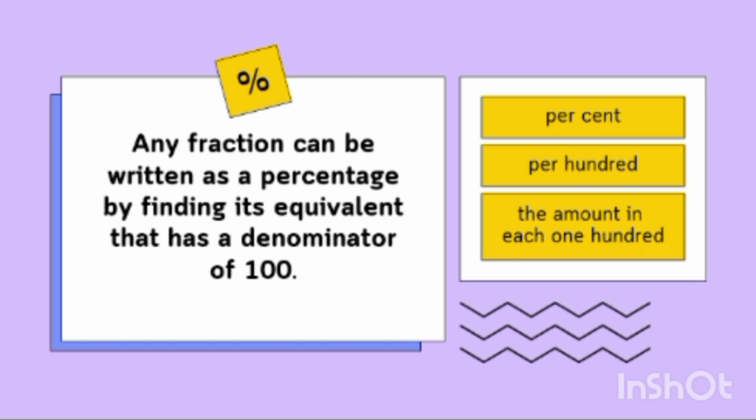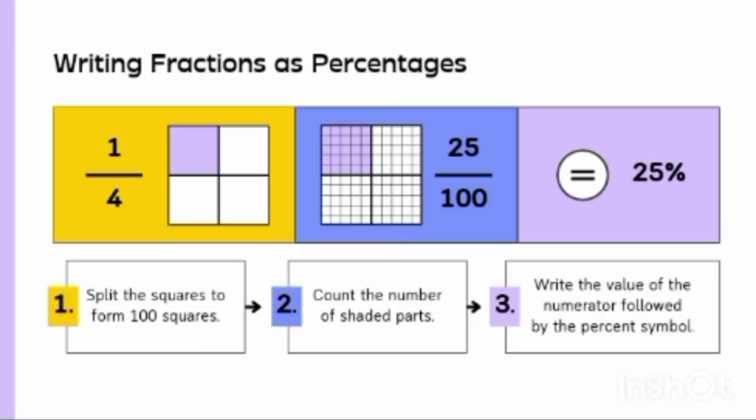Any fraction can be written as a percentage by finding its equivalent with a denominator of 100. So now we are going to see how we can write a fraction as a percentage. The first step is, here they are showing an example with squares. What they're saying is, when you are converting a fraction to a percentage, you need to find the equivalent of that fraction with the denominator of 100.